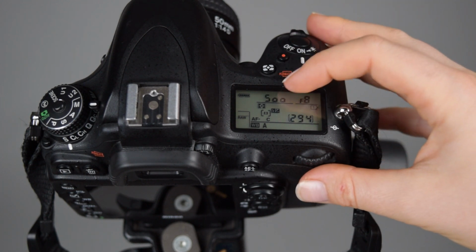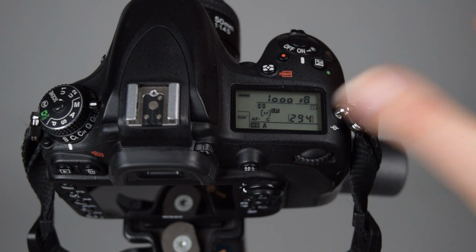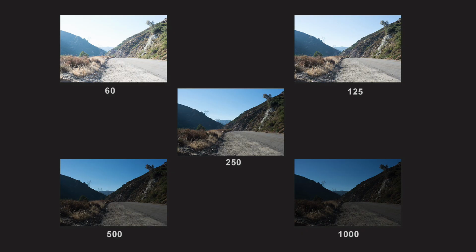Then I go to 500, and then I go to 1000. And then I will take a picture on each of my stops. In this way, I will have 5 different images from the lightest to the darkest. I like to do it this way because then I will have them in order.